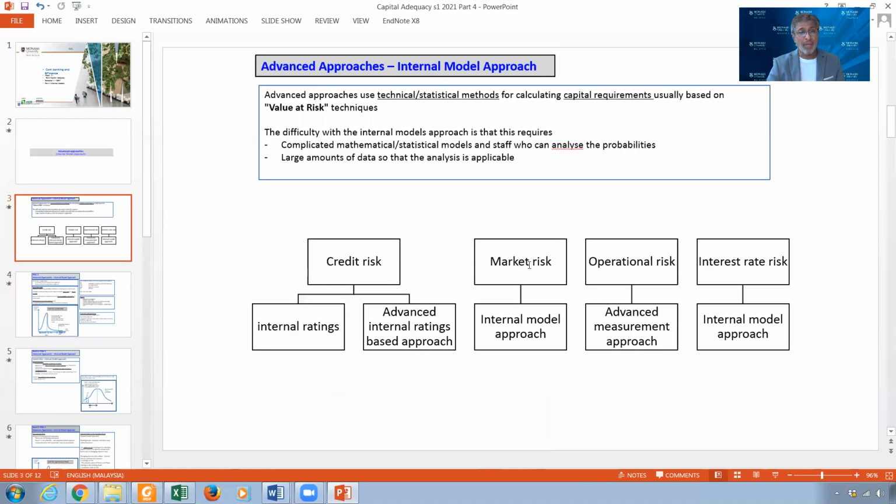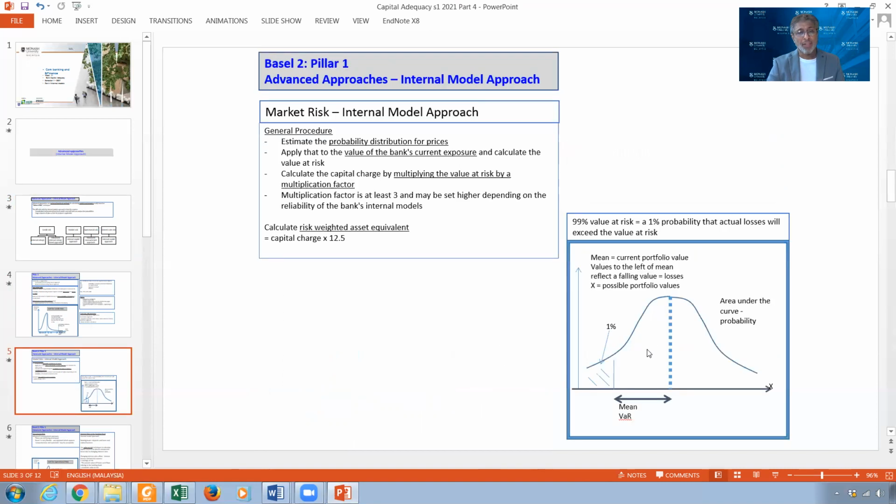Now, if you look at the market risk, where we use the internal model approach, as you can see, it's very easy. So if you have the prices here, and this is the VAR, which is the decrease in the value, and this is 1%, you just calculate this, and this is actually the market risk.